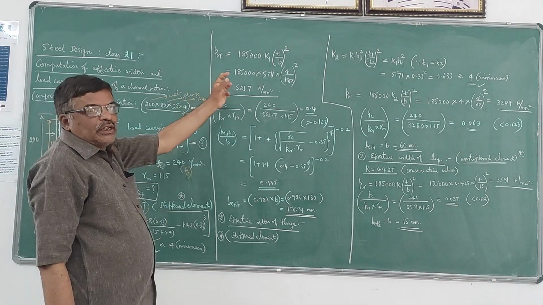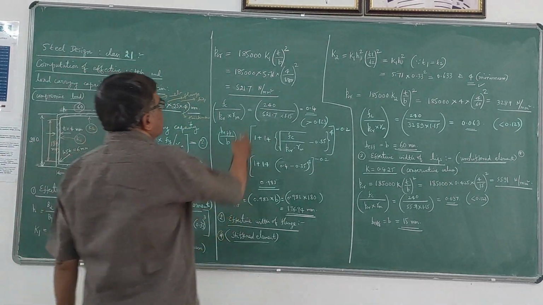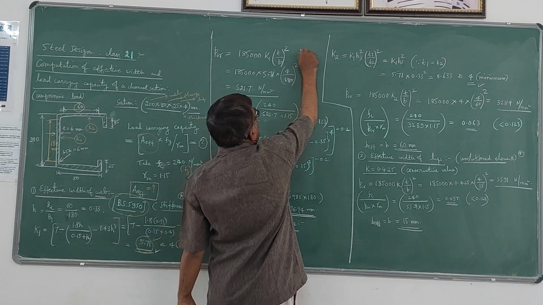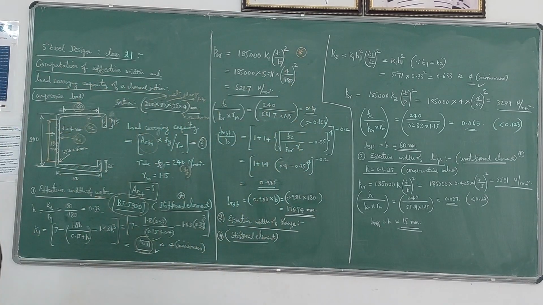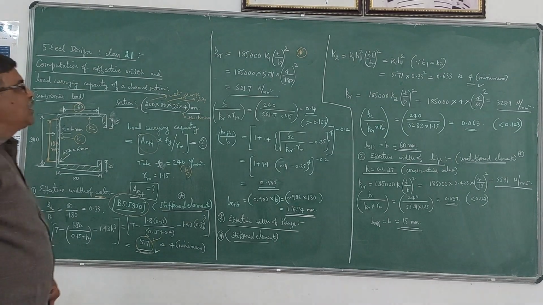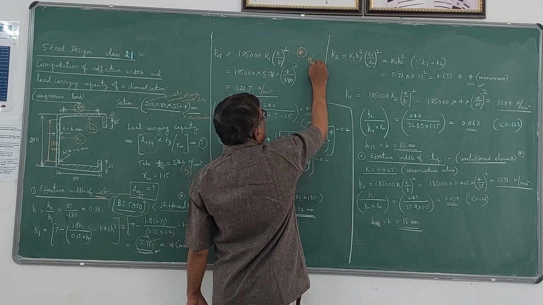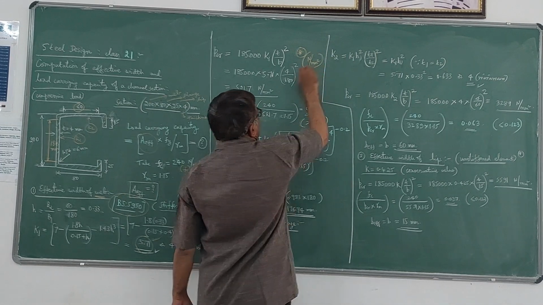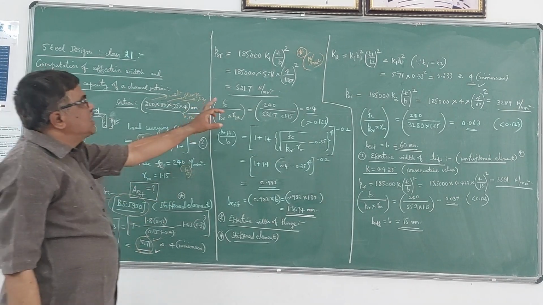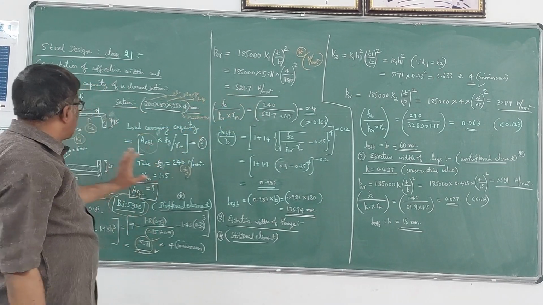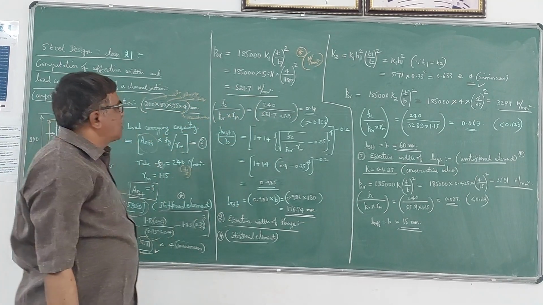Now we have to compute the critical buckling stress PCR using this formula. Once again, this formula I have explained in the earlier video. It is there in this code. So 185000 K1 into T by B whole square, the value will be in Newton per mm square. If you substitute K1 as 5.71, T is 4 mm and B is 180 mm for this web, you get 521.7 Newton per mm square.